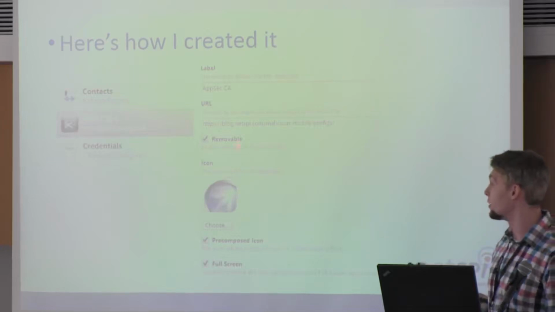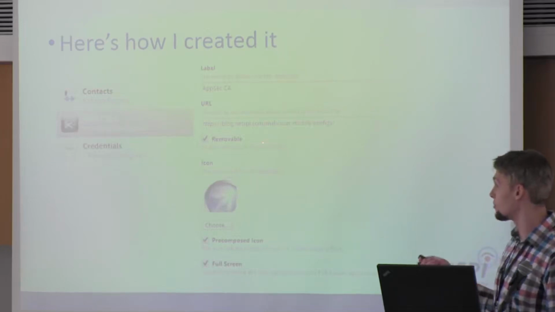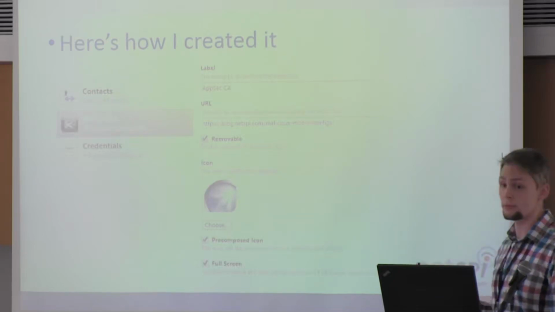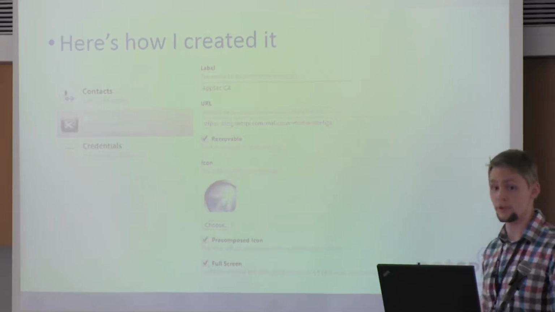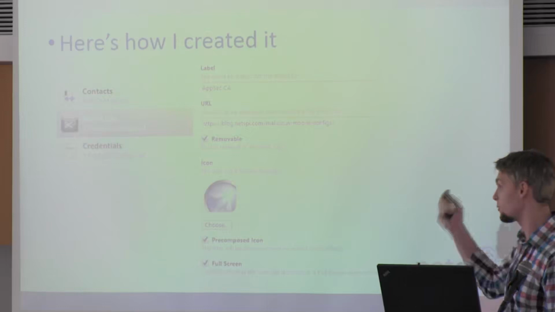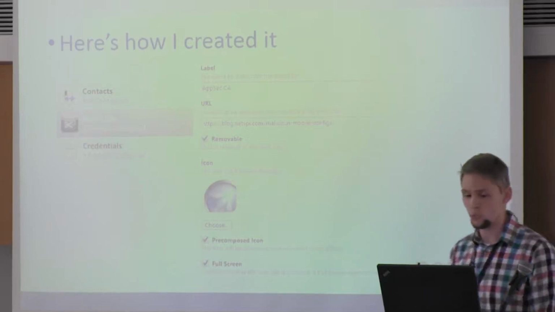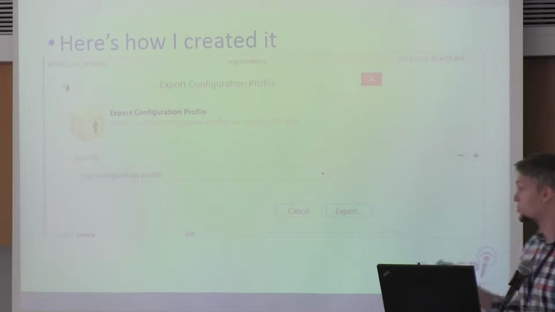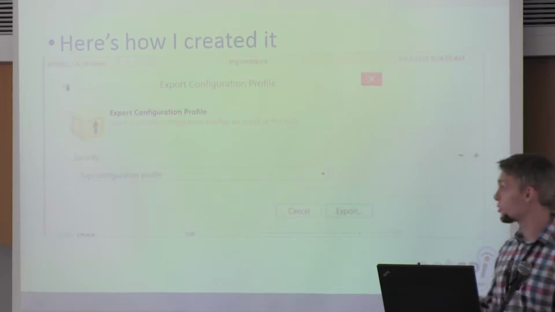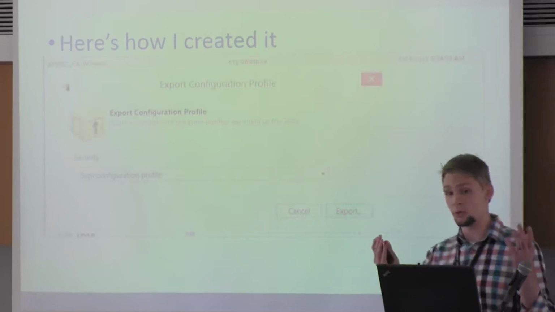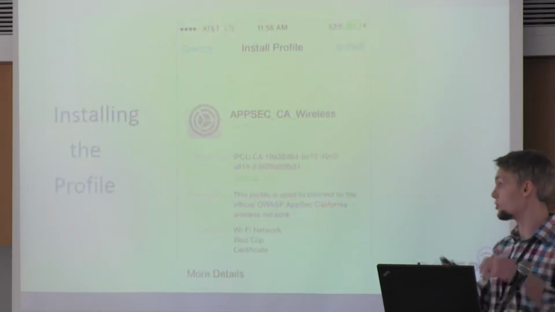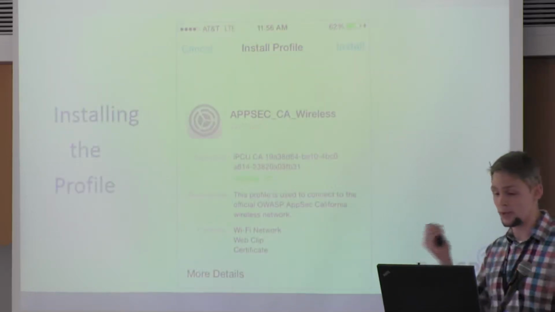Here's a web clip. Just name it AppSec CA, point it to the blog. You can make it non-removable. So as long as you've got that profile on your device, you cannot remove it. Make it full screen, give it an icon, make it look pretty. Really, really simple. So you sign the config profile and export it. Again, really simple. You get the .mobileconfig file. You do what you want from there, put it on a web server, email it out.